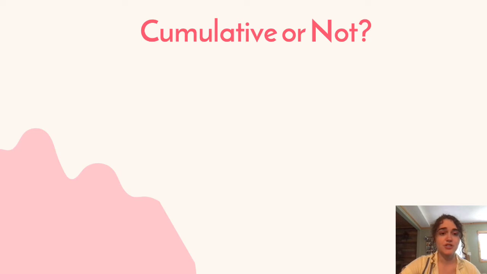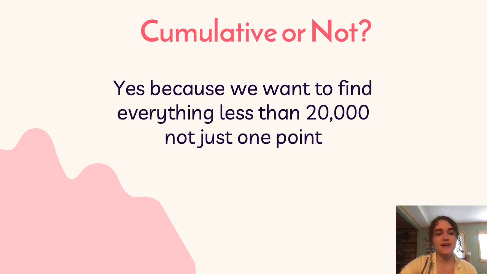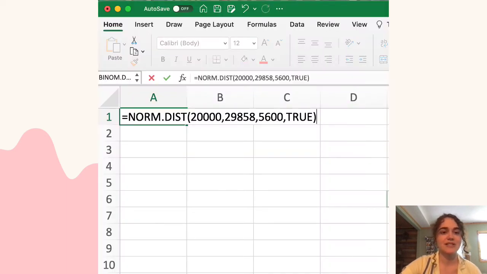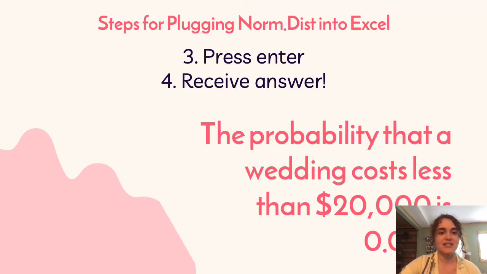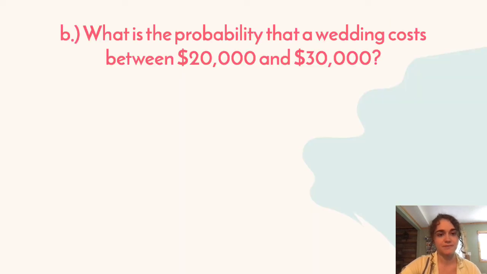Is our equation cumulative or not, though? Because we want to find everything less than $20,000 and not just $20,000, it is cumulative because we want to find all of those values. So in Excel, your final equation should look something like this. Press enter and find your final values. So the probability that a wedding costs less than $20,000 is 0.0391.